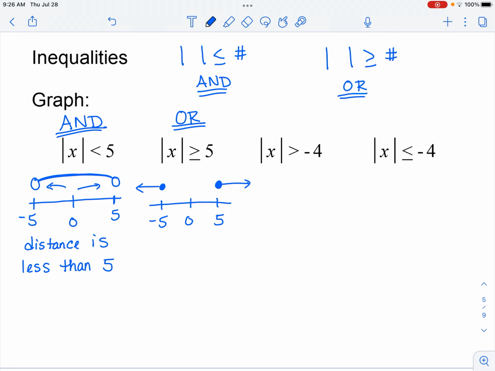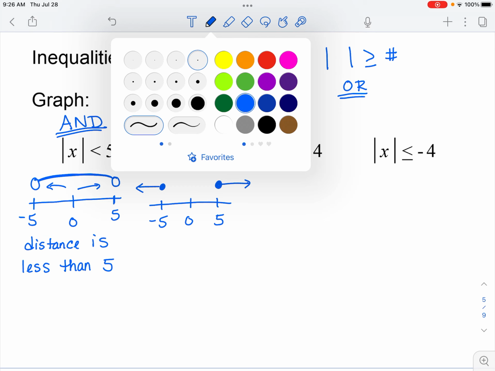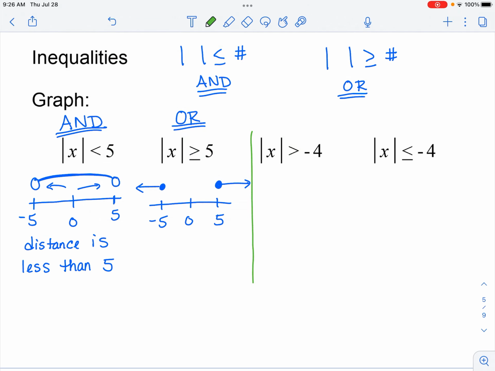You have to have the absolute value isolated before you can decide if it should be an and or an or inequality. Now, when I look at these other two with the negative 4, these are going to be some of our special cases. So let's take a look at how that works. All right. Let's divide this down the middle.